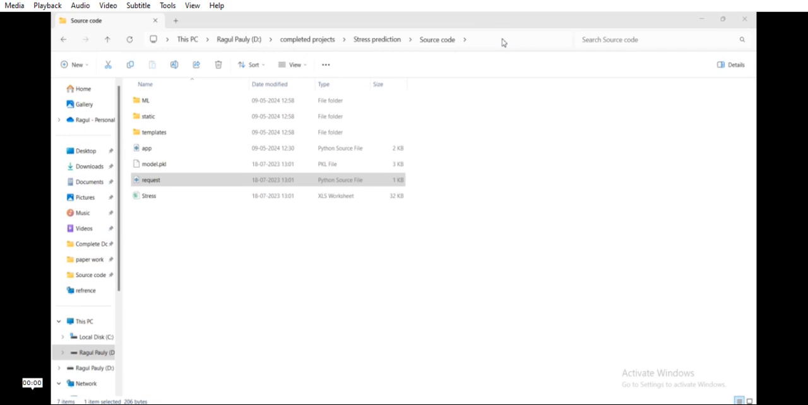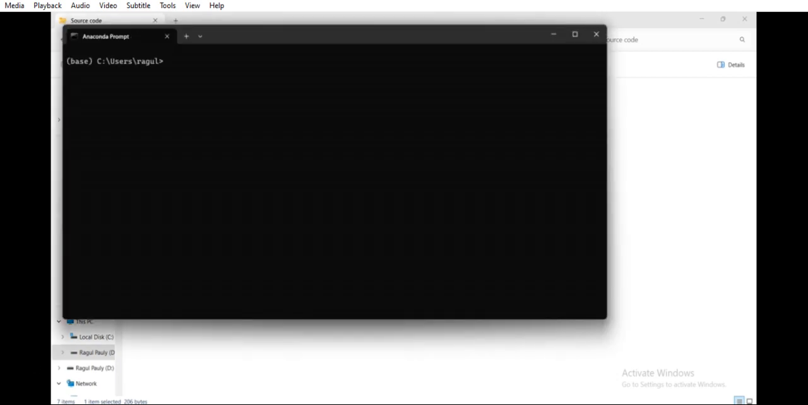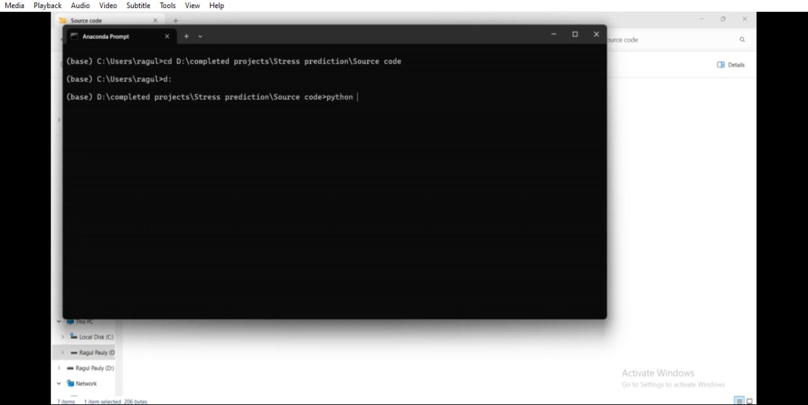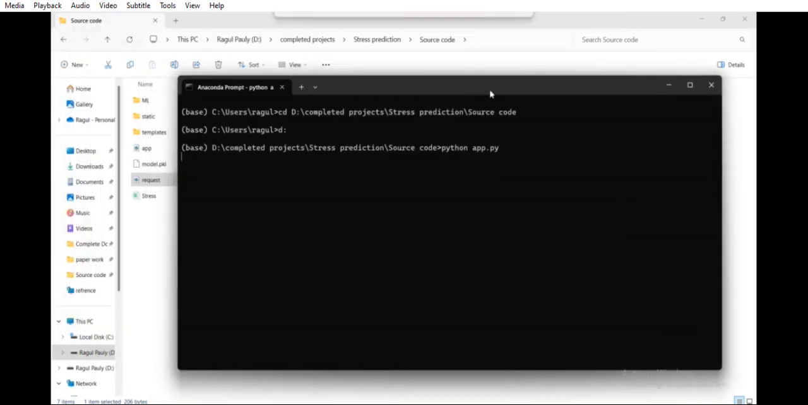This project is stress level prediction. Now I am showing the running process of this project. First I copy my file path and compile on Anaconda prompt. First I change the directory and here my running command is python app.py. Now it shows the one URL.